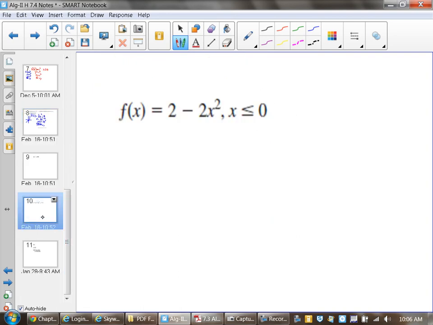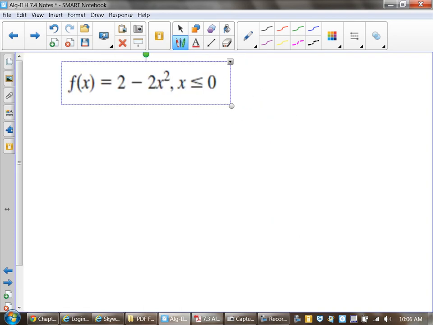You want to do a couple more? Yes. All right, find the inverse of this one.